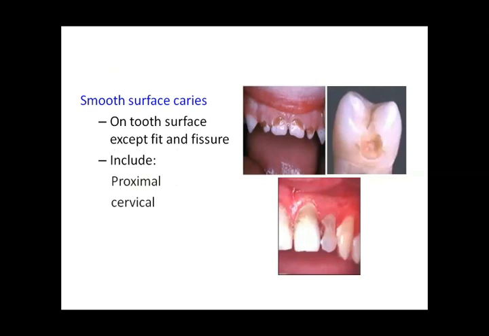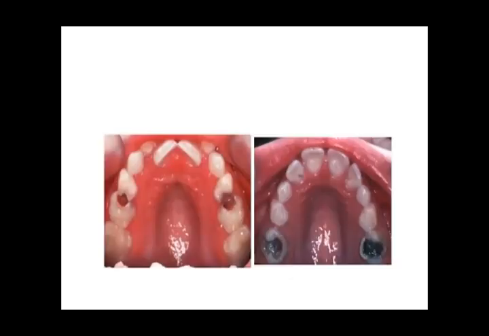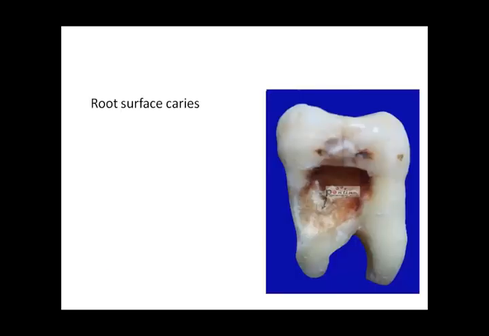Smooth surface caries are on the tooth surface, except pits and fissures. So the dental caries on the smooth surface, right? Proximal or cervical. You should first review the first lecture on dental anatomy for these terms. Then here you can see root surface caries. You see there is a root surface, right? Here you can see dental caries. So there are different places where these dental caries occur.